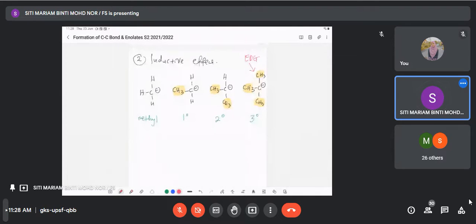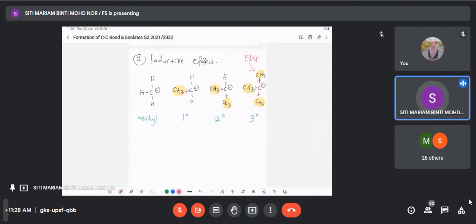Okay, so now if you refer to this, EDG groups donate electrons. The donation of electrons is through a sigma bond, so that's why we call it the inductive effect. If you draw it, it is an arrow on the bond, like that. This is donation through a sigma bond. So that's the first thing you need to know.